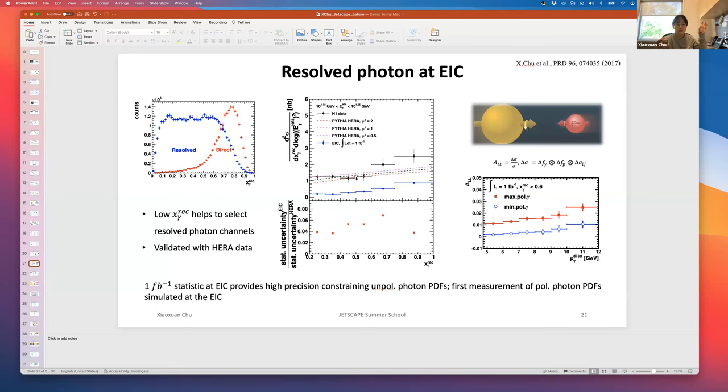But we cannot go to very low pT. If we choose a minimum pT cut of 3 GeV, which is too soft, we are losing the correlation between the jet level and the parton level. But if we increase the pT to 4.5 and 5 GeV, I think it is still very promising to use jets to represent the kinematics of the parton at the EIC.